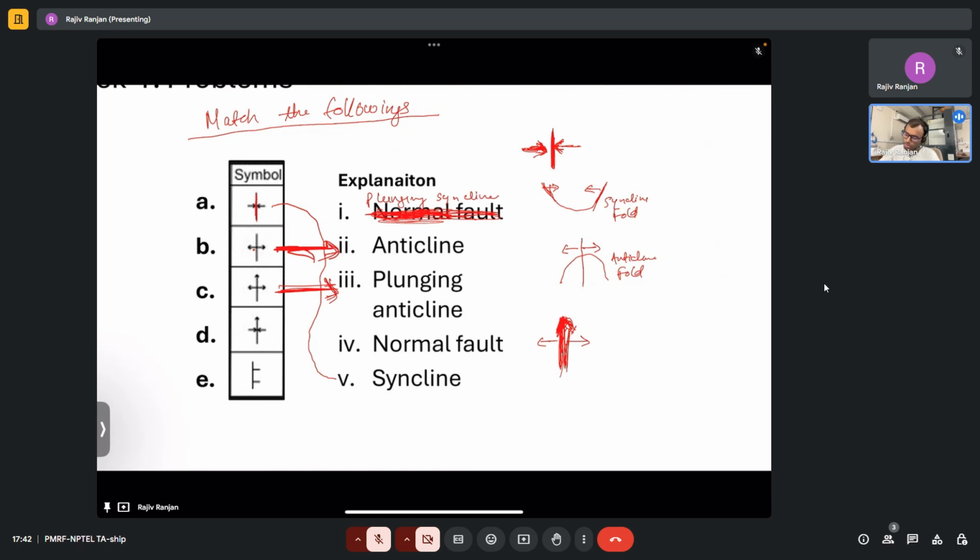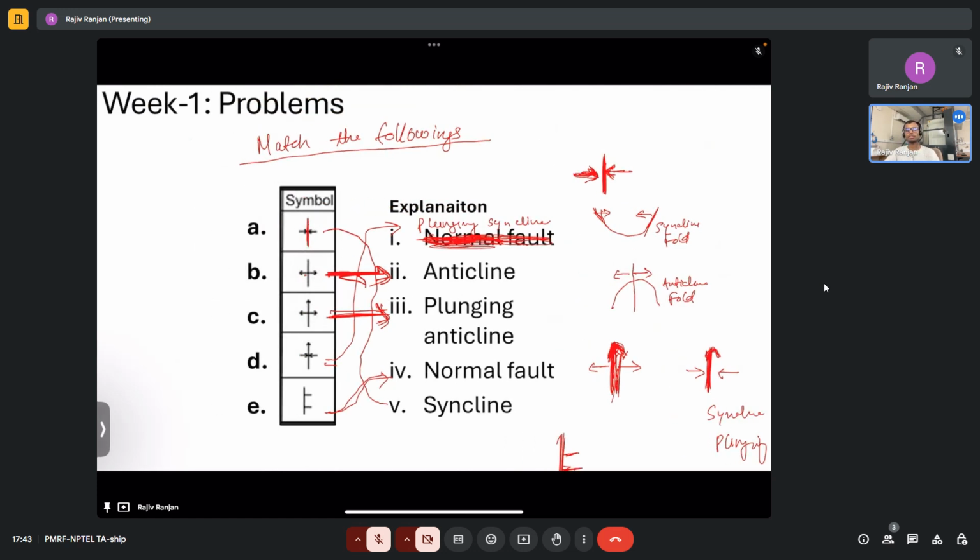So similarly, what will it be if it's dipping here? So this is syncline we know, right? And this is plunging. So plunging syncline, syncline plunging. So this will be this, and this is a representation of normal fault. So this is how it is represented.